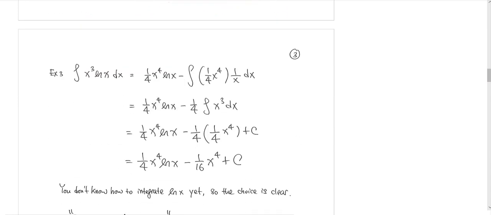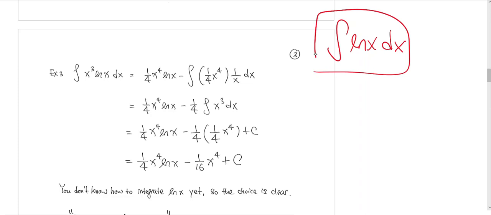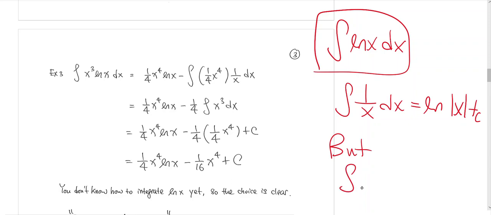So for example, in this next example, sometimes the choice is pretty obvious because you don't know how to integrate log x yet. I mean, we'll know it in a minute, but right now you don't know what this thing is. Also, please do not get yourself confused. That's the reason why you need to have a very solid foundation. We have the integral of 1 over x dx equals log of the absolute value of x plus c. But we do not know what the integral of this guy is yet.